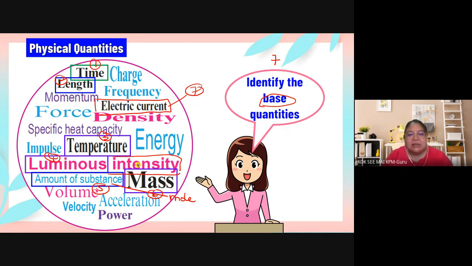So the rest, for example charge, frequency, force, density, these are all derived quantities. You only need to know those 7. Okay, anything outside the 7 is a derived quantity.